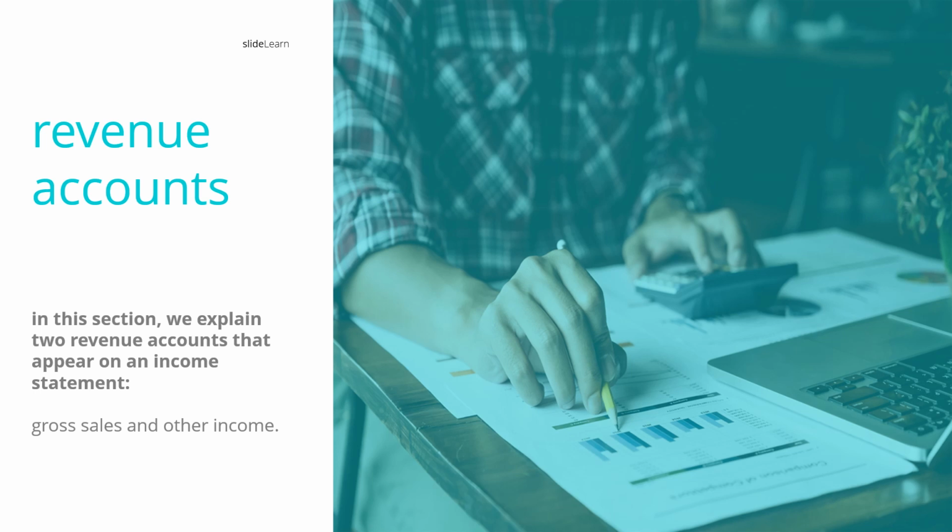The first account on the income statement is always gross sales, which is the amount of income the company brings in doing whatever it's in the business of doing. Some accountants refer to gross sales as gross receipts. Both names mean the same thing: revenue before reporting any deductions from revenue.